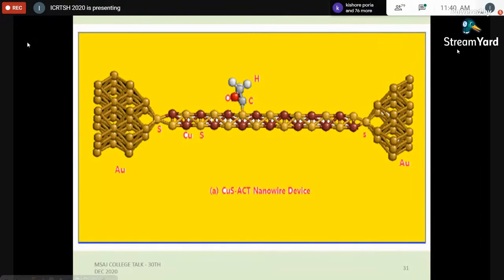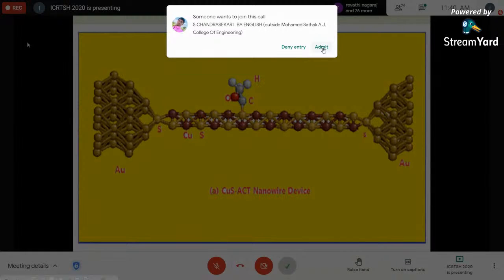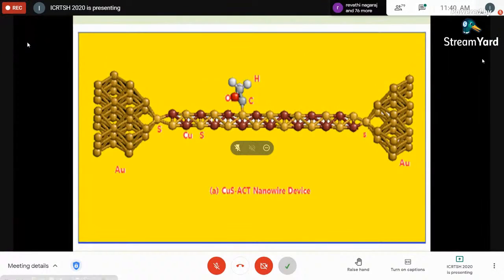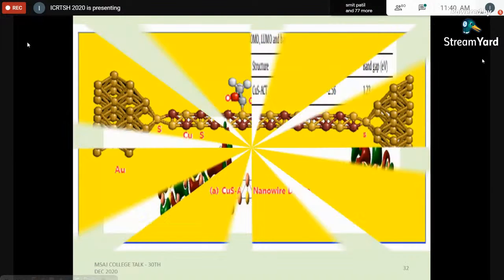This is the nanowire device fabrication. We have gold atoms, Au, on both sides, matched with the CuS. CuS is there, from which we have this pattern. We are identifying this nanowire device for a better application by variation of this density. Next slide, please.